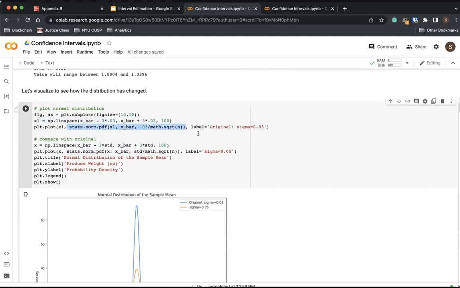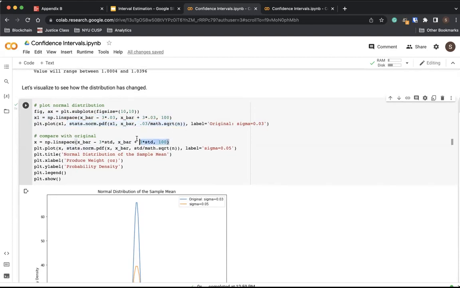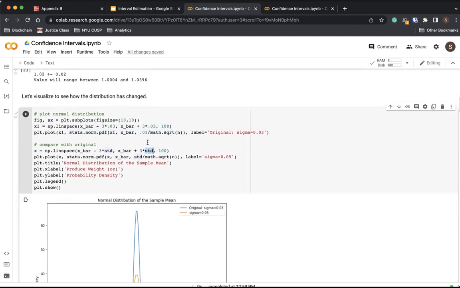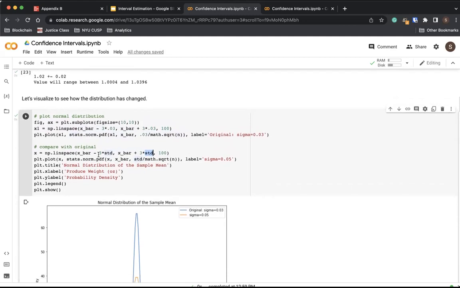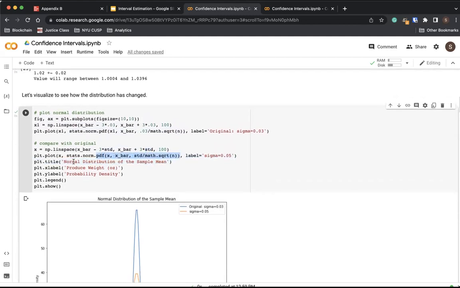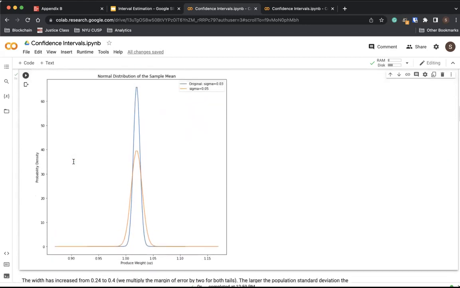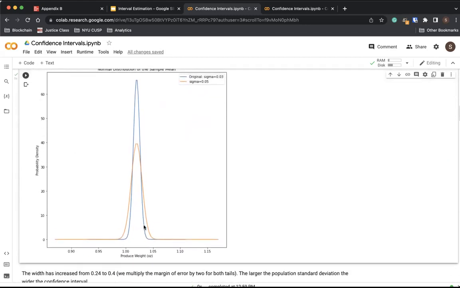And that's why this is the original. And that's why in this case, instead of 0.03, it's our new standard deviation of 0.05. And taking that same formula to now plot that normal distribution, we can see that the width gets a little wider.